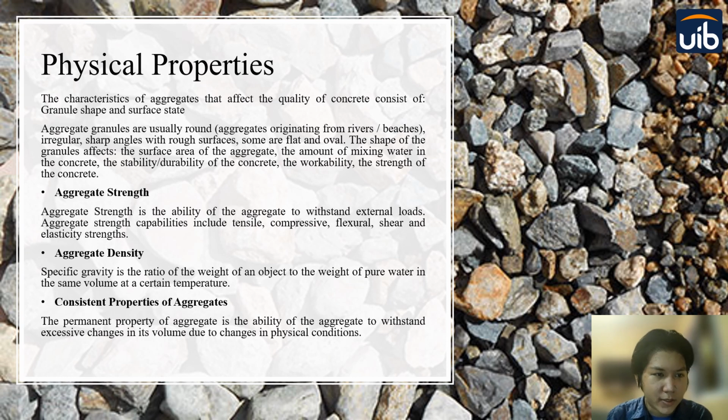Physical properties. The characteristics of aggregates that affect the quality of concrete consist of granular shape and surface state. Aggregate granules are usually round for aggregates originating from rivers or beaches, while others are irregular with sharp angles and rough surfaces. Some are flat or oval. The shape of the granules affects the surface area of the aggregate, the amount of mixing water in the concrete, the stability or durability of the concrete, the workability and the strength of the concrete.